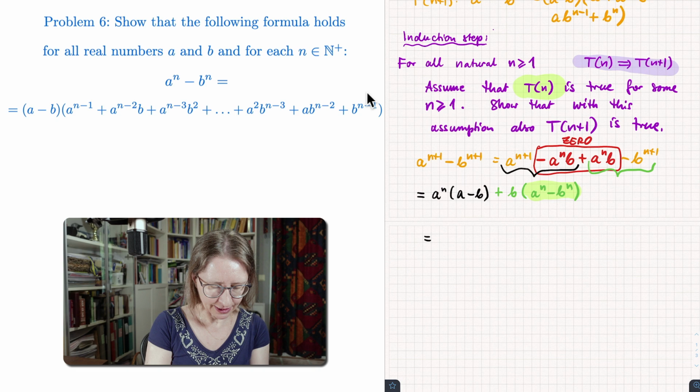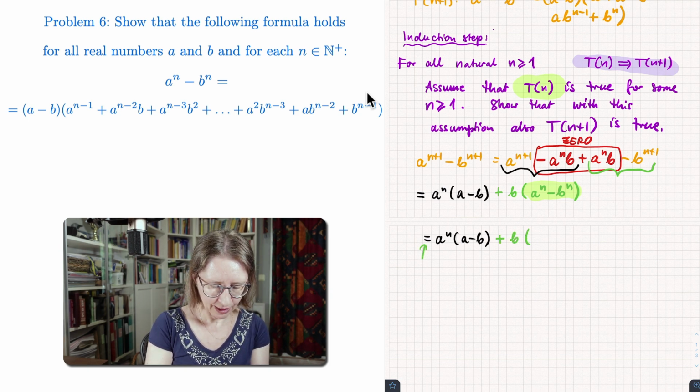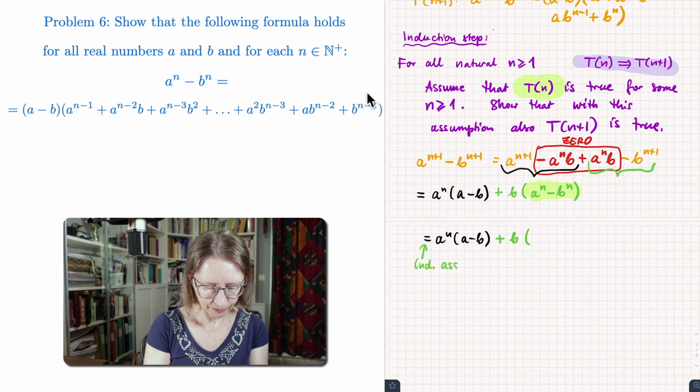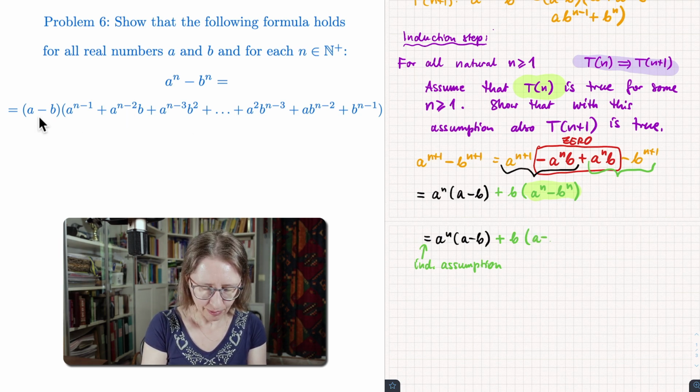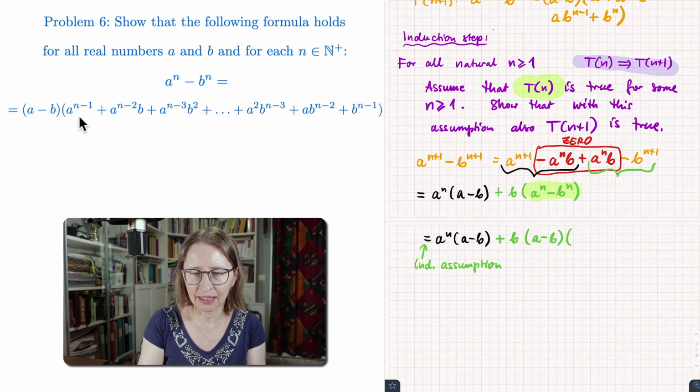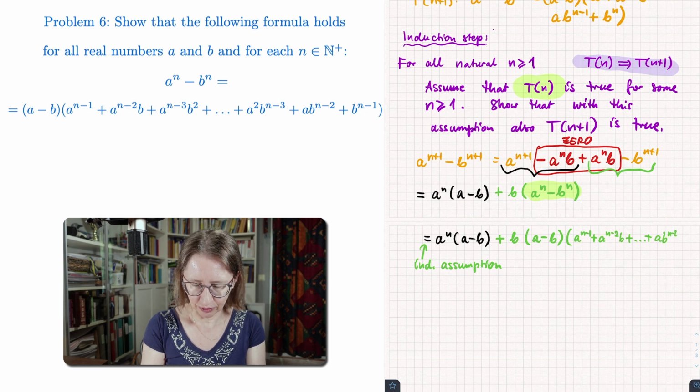Now the first one is simply unchanged. And the second one here, I will apply the induction assumption, that this a^n - b^n is equal to a - b times this entire expression here: a^(n-1) + a^(n-2)b + ... + ab^(n-2) + b^(n-1).